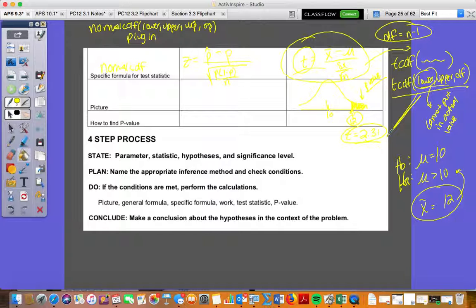Wait, what does TCDF give you? TCDF gives me what the area is. Oh, so that's not there. That's the p-value. Is this helping? Yeah, no, I mean, it's helping. I do understand, it's helping.